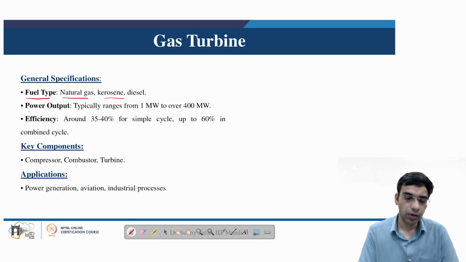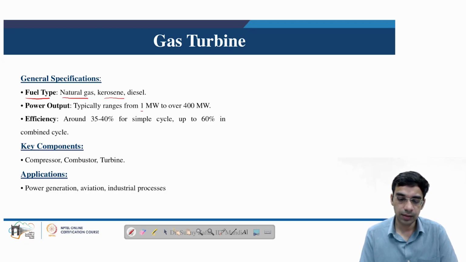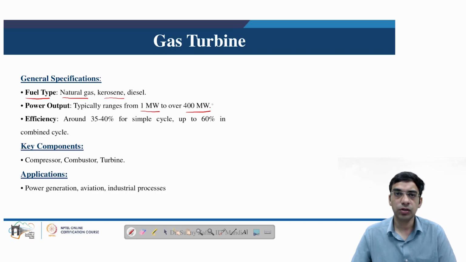The power output of gas turbines typically ranges from 1 megawatt to over 400 megawatts. So gas turbines which produce power of the order of 1 megawatt are used directly in several industries to generate power locally. And of course, the gas turbines which can produce power of the order of 400 megawatts can be used for supplying electrical power to residential, commercial or industrial areas on a larger scale.